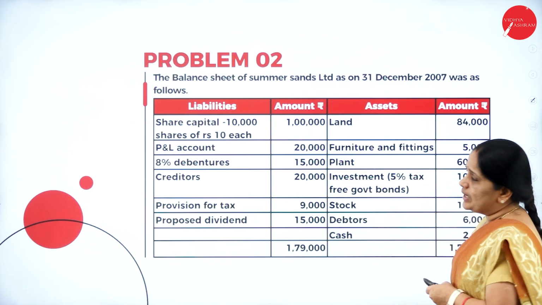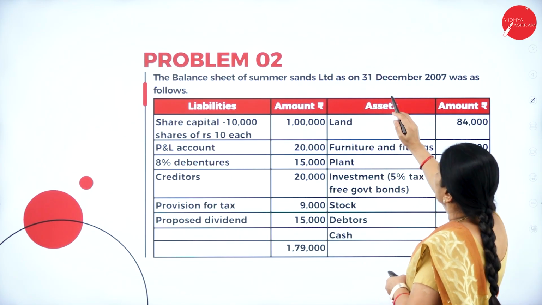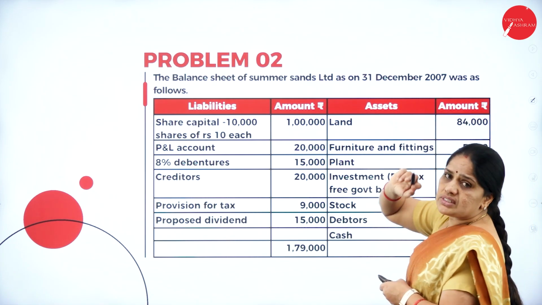Now the next problem: the balance sheet of Summer Sands Limited as on 31st December 2007 was as follows.